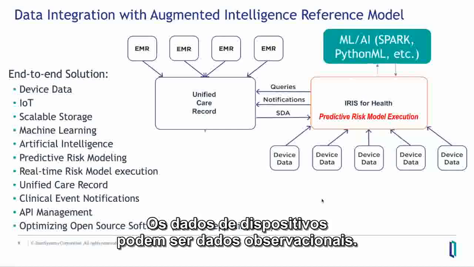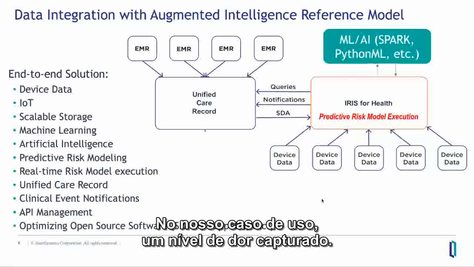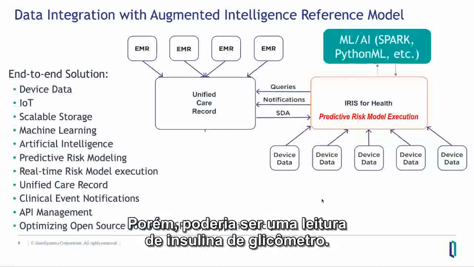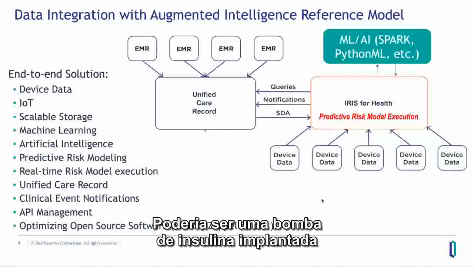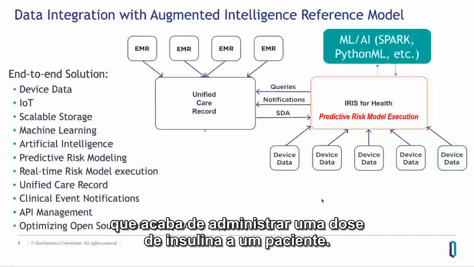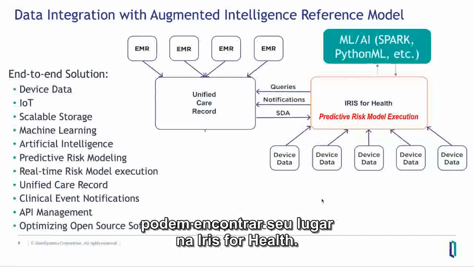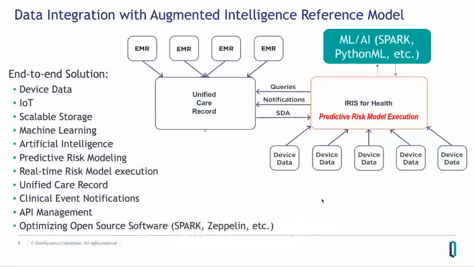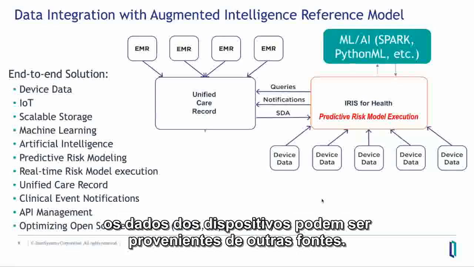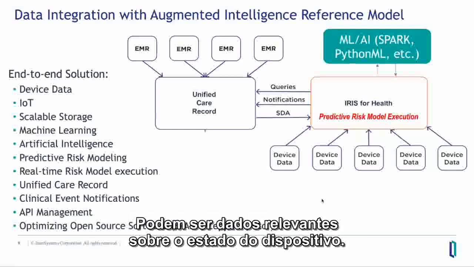Now, the device data can be observational data, right? In our use case, it was a pain level that had been captured, but it can be an insulin reading from a glucometer, or an embedded insulin pump that just administered an insulin injection to a patient. So those observational or procedural data can find their place in Iris for Health. You can drive notifications from it. More importantly, the device data can be of other sorts. It can be data relevant to the device state.